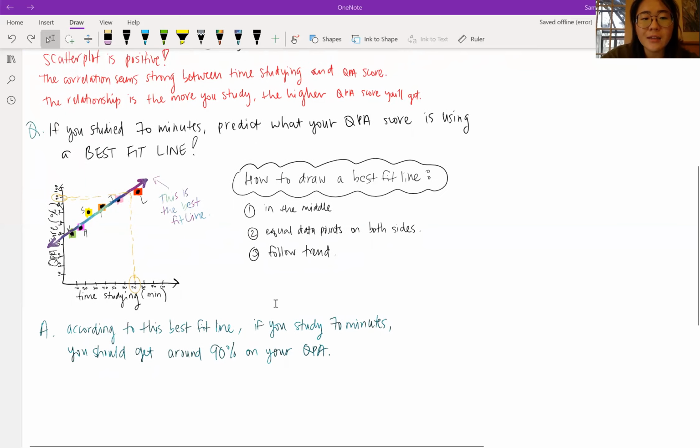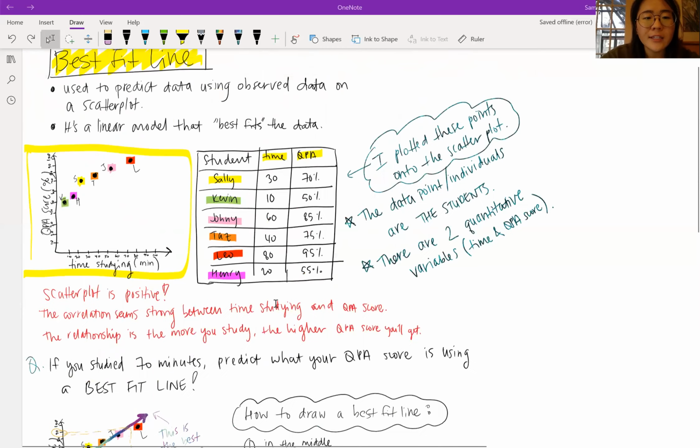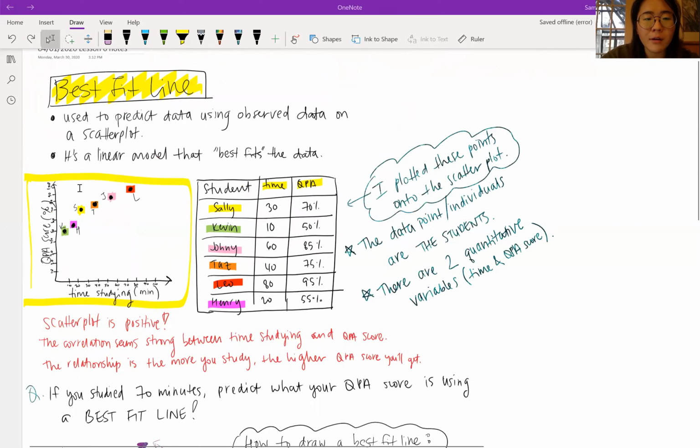I would say that you should get used to how to draw them and thinking about how this is just a line that we can use to get a good guess for the data, right? Because if we just looked at this graph up here on the yellow box, if I looked at 70, it would be hard for me to decide what QPA score I would get. And honestly, it could be around 90, or you could get 100, or you get a 30.